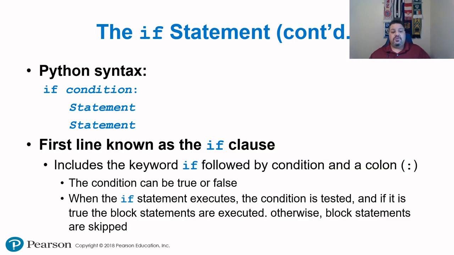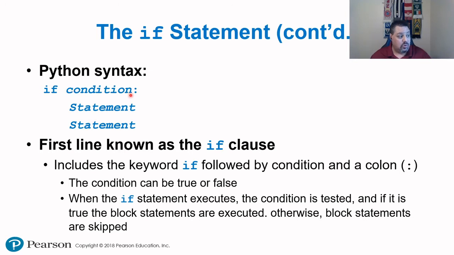In code, this looks like this. You write if, some condition, and a colon. That's how these go. Conditions in this case can be either true or false. And when the if statement executes, the condition that you write is tested. If it's true, you have some statements that get executed. If not, it's skipped. Now, the statements that you execute, as you can see here, are kind of aligned off to the side. So we have the if statement out here, and then our condition and the colon, and then the statements for that condition.